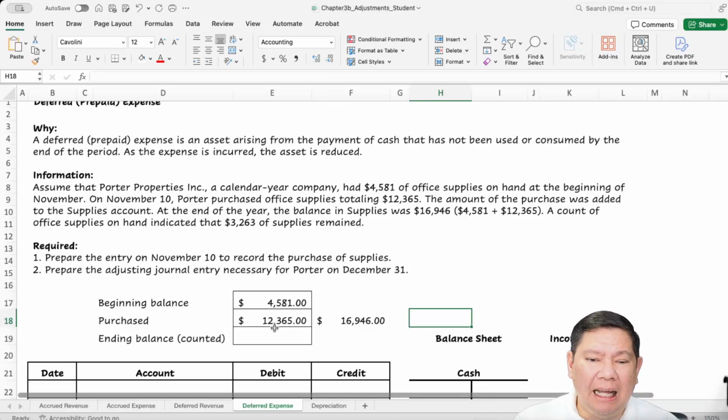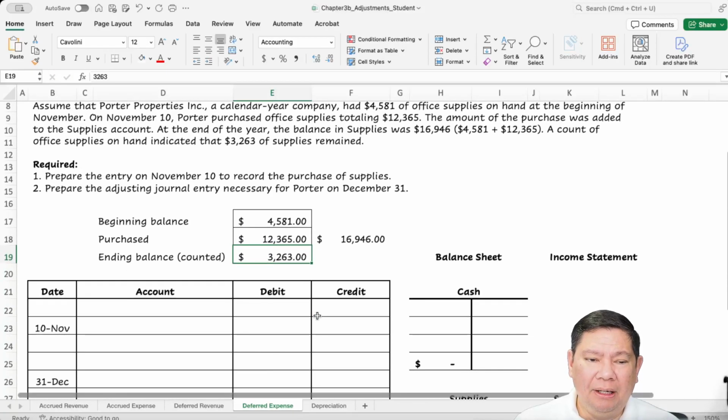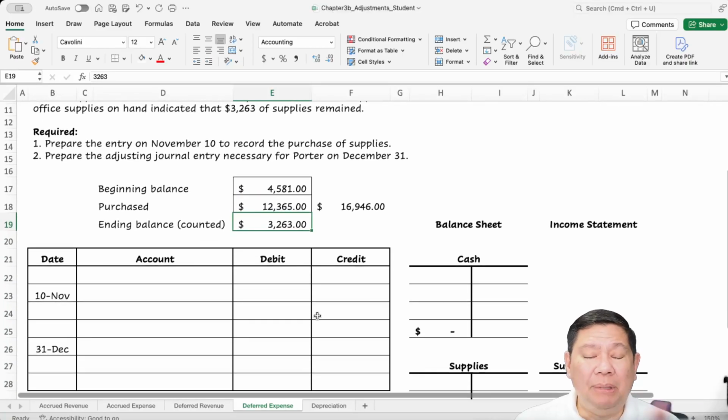count shows that there is only $3,263 value of supplies left. So that means we have been using supplies in day-to-day operation. We use the supplies, and there is no transaction at the end of December, but we have to recognize supplies expense for the amount of supplies that we have already used.